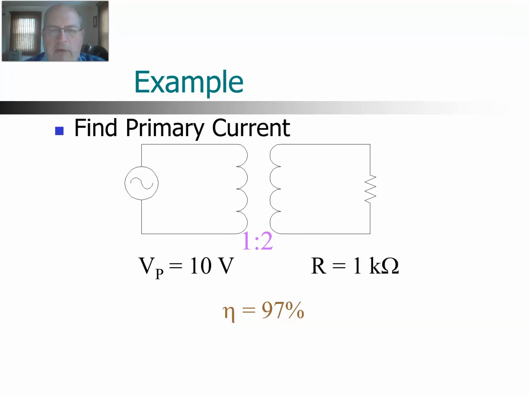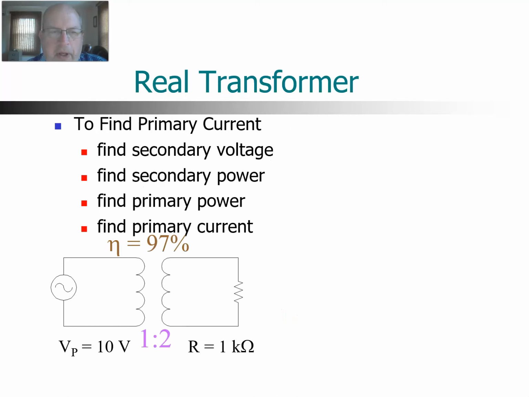All right, here's another example. 10 volts on the primary, 1K resistor on the secondary, 97% efficiency, and 1-to-2 turns ratio. So our little cookbook formula here to find the primary current: find the secondary voltage, secondary power, use the efficiency to find primary power, and then find your primary current.